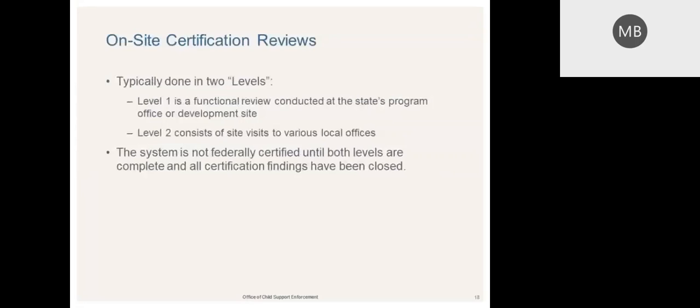On-site certification reviews are conducted in 2 levels: Level 1, the functional review, and Level 2, the follow-up review and visits to the local offices. Both reviews normally take 3 to 5 days to conduct. The new child support system is only certified when both reviews have been conducted and all objectives have been satisfied.